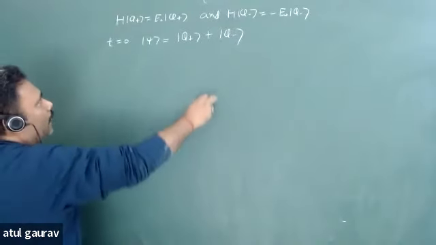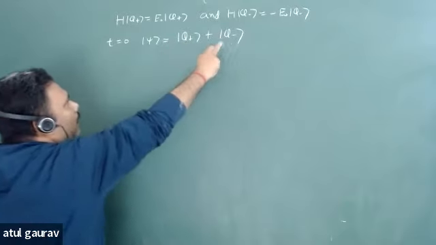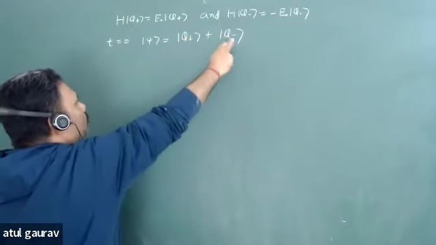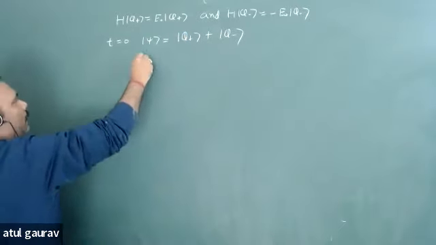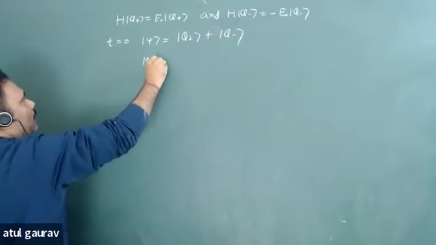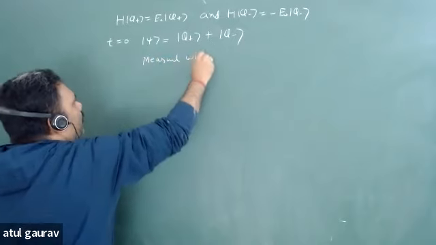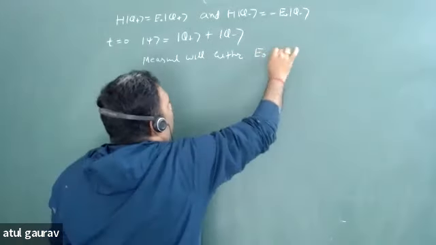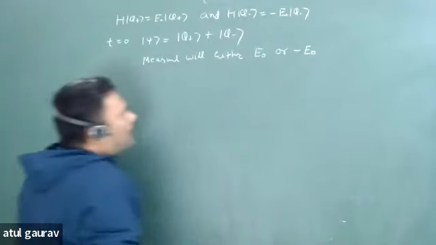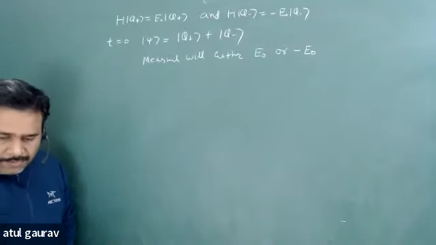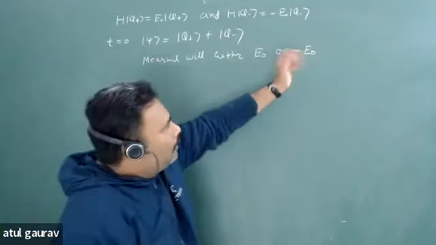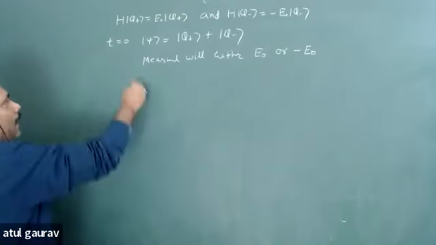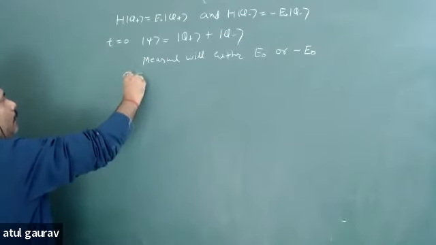So what will happen if you measure on this state? What will the measurement be? The eigenvalue corresponding to phi plus or the eigenvalue corresponding to phi minus. So the measurement will be either E naught or minus E naught. This can be your measurement. Your measurement will be either E naught or minus E naught. Okay. And what will be the probability of measurement of E naught?